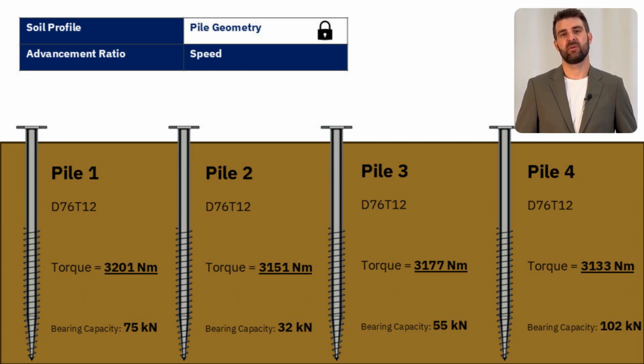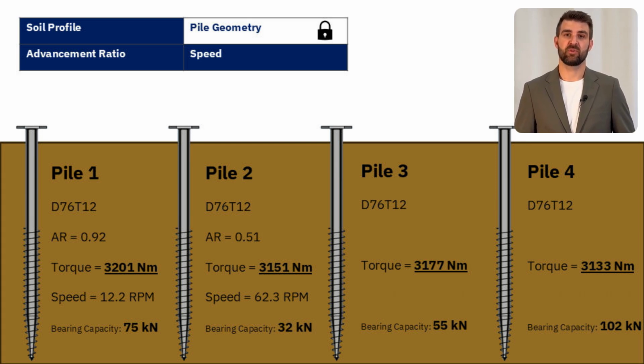So looking at these tests, the big question is, why are there 4 piles of the same type, with the same torque measurements, presumably installed in the same soil, that have such different bearing capacity results? The reason why was in the measurement of the advancement ratio and speed. We can see pile number 1 had an advancement ratio of 0.9 and a speed of 12 RPMs, which is an okay installation. Pile 2 had a poor installation with an advancement ratio of 0.5.